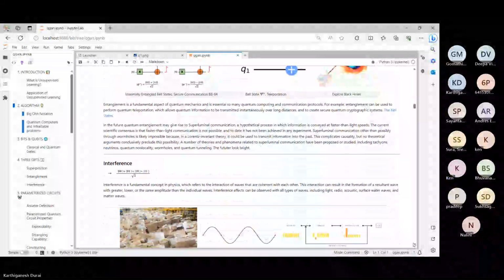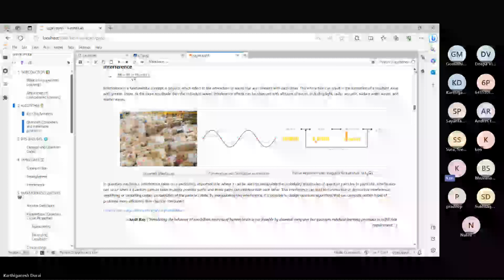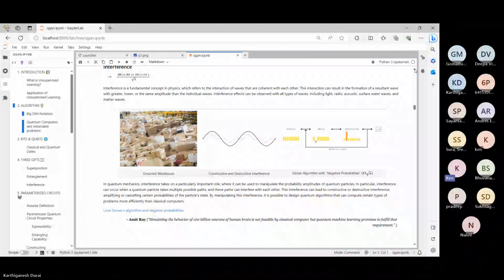So interference basically uses constructive and destructive wave behavior to either provide us with the answer that we want or nullify the results that we don't want. And if we examine the center image here, we have three waves in there, the red and blue.